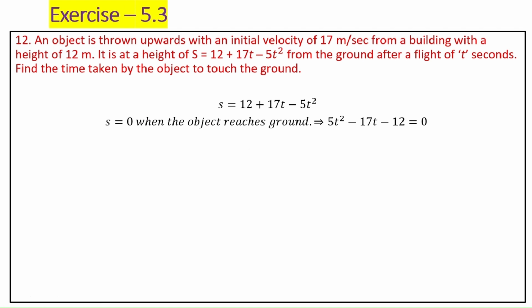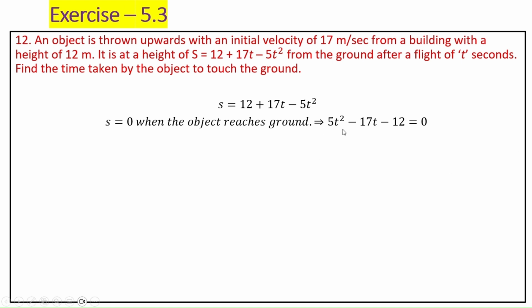So what we need is to find the time taken by the object to touch the ground. When the object touches the ground, the distance is basically 0. Okay, it goes up and comes back to the same point. So distance s is equal to 0. So when s is equal to 0, you have two possibilities, right? One is the initial time, and then the time when the object has finally reached the ground.